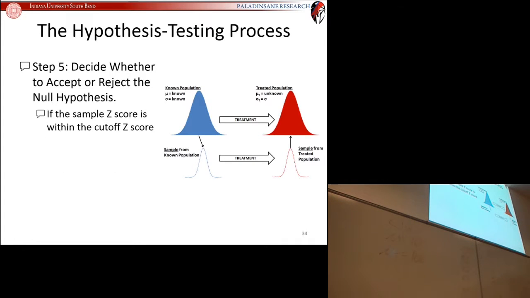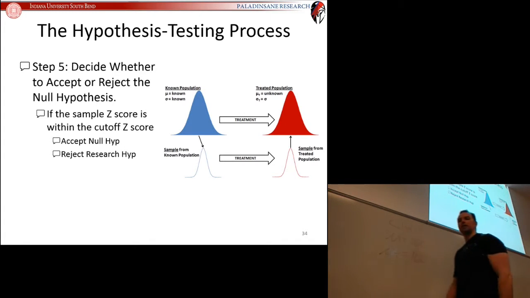However, if our sample score is within the cutoff score, if it's within the body over here, well then we say, all right, we believe you, we believe that you're still part of that known population, and we accept the null hypothesis. We say that our treatment hasn't done anything, and we reject the research hypothesis, we reject the idea that our treatment does something. So you'll notice that whatever our decision is, we will always accept one hypothesis and reject the other.